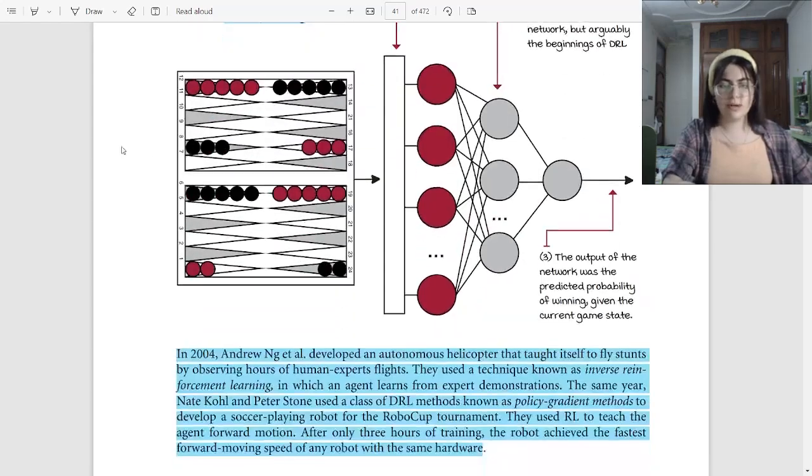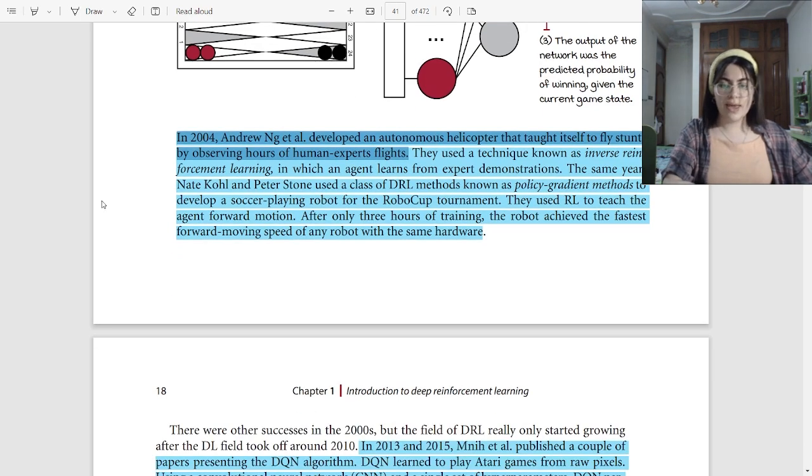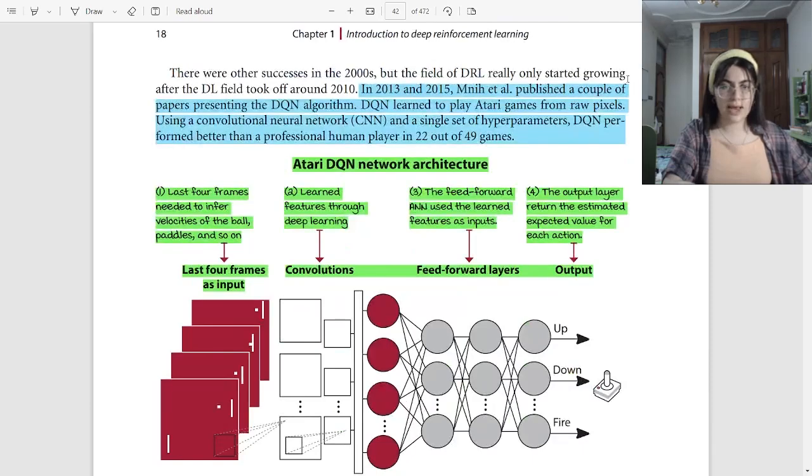Then it mentions some other background and history in DRL, like in 2004, Andrew Ng et al. developed an autonomous helicopter that taught itself to fly stunts by observing hours of human expert flights. But one of the most important things that happened in AI was the DQN algorithm. In 2013 and 2015, Mnih et al. published a couple of papers presenting the DQN algorithm.